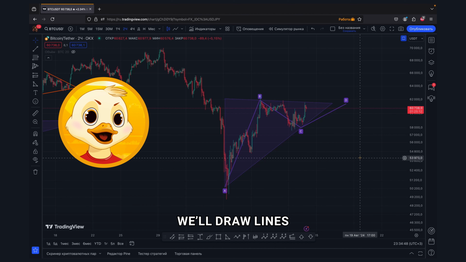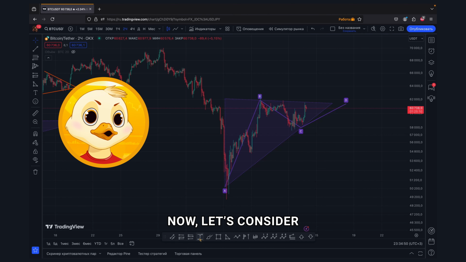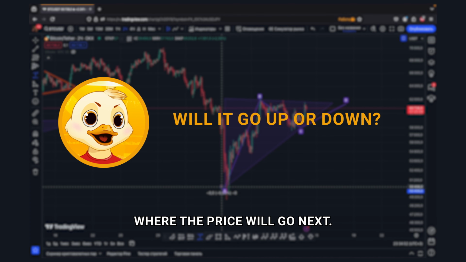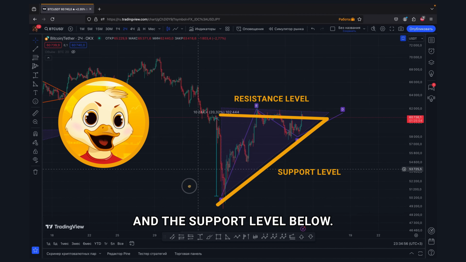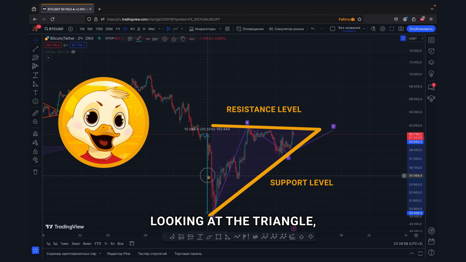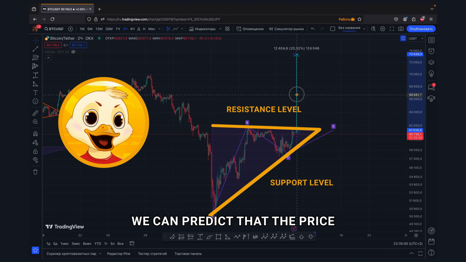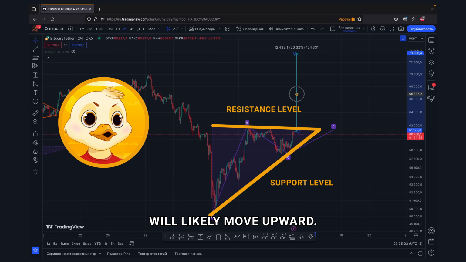We'll draw lines through the highs and lows. Now let's consider where the price will go next. We can see the resistance level pressing down on the price and the support level below. Looking at the triangle, we can predict that the price will likely move upwards.